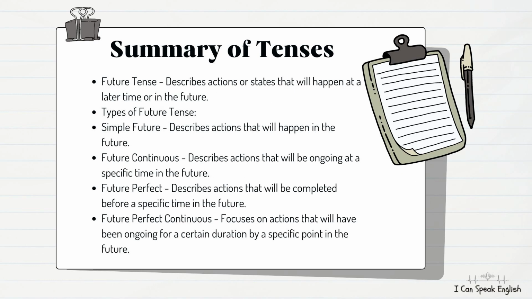Future tense describes actions or states that will happen at a later time or in the future. Types of future tense. Simple future describes actions that will happen in the future. Future continuous describes actions that will be ongoing at a specific time in the future. Future perfect describes actions that will be completed before a specific time in the future. Future perfect continuous focuses on actions that will have been ongoing for a certain duration by a specific point in the future.